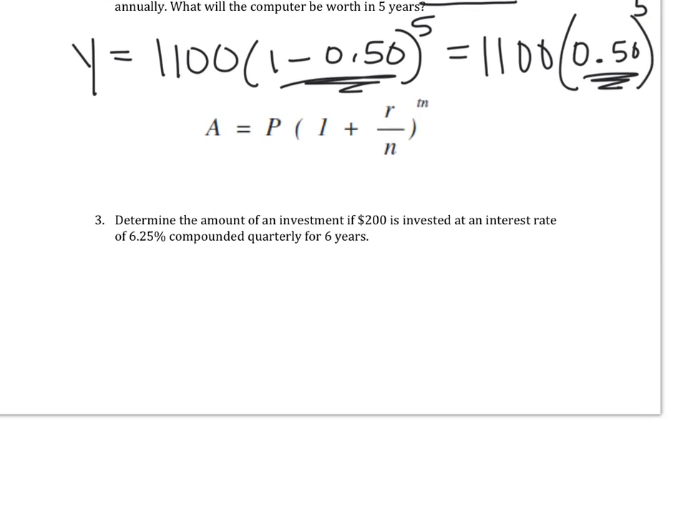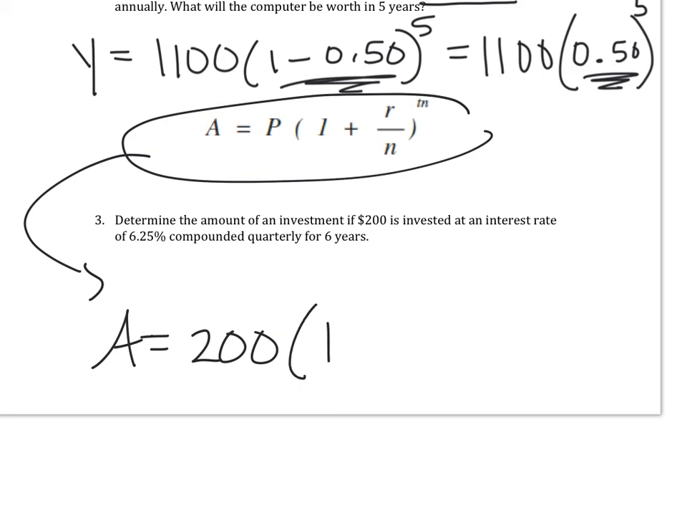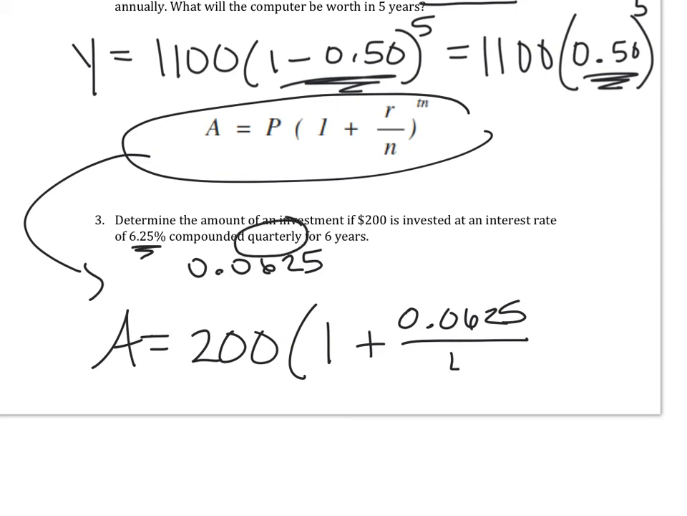Last one, just like we were just talking about, we're plugging everything into the new formula that we've been talking about. So you're going to have your A equals 200, and then you do 1 plus your rate here of 6.25%. So we do 0.0625. You have to divide it by the times that we're going to compound it, which is 4.